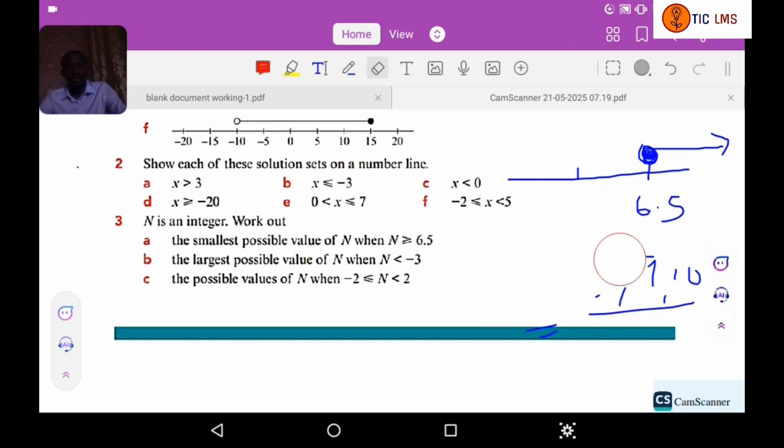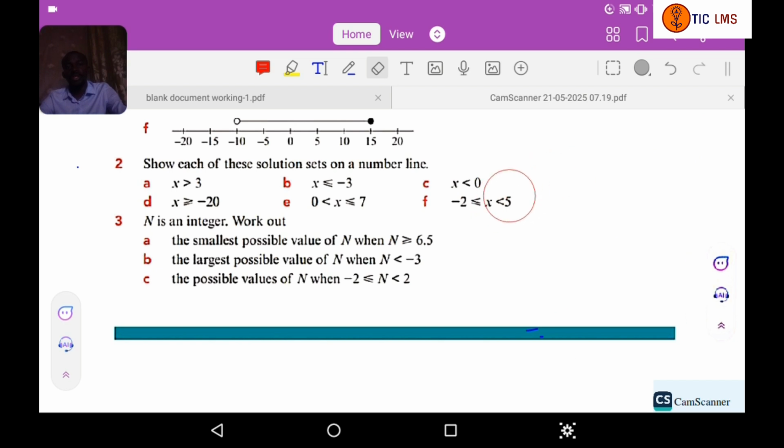Let's look at B. B tells us to find the largest possible value of n. So you just need to first represent it on the number line. Here you have 0 and here you have negative 3. Now, n is less than negative 3. So here you have negative 3, draw a circle on negative 3. Less than means you move to the left.